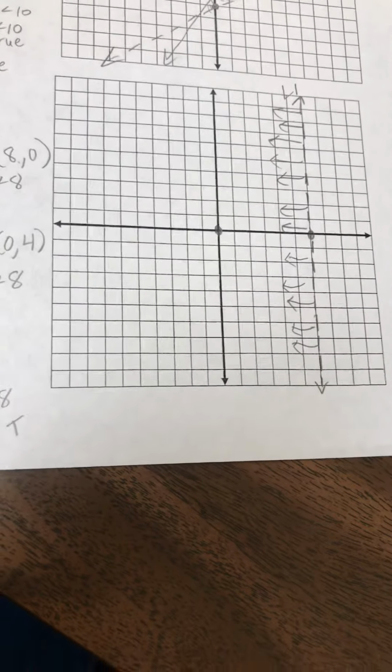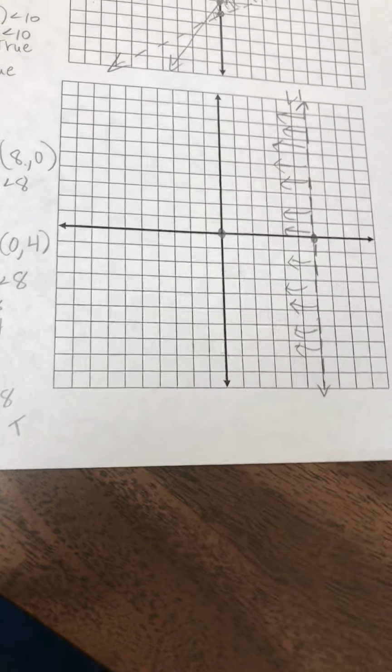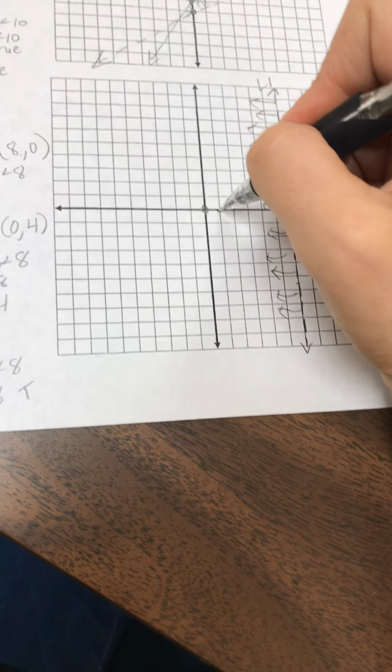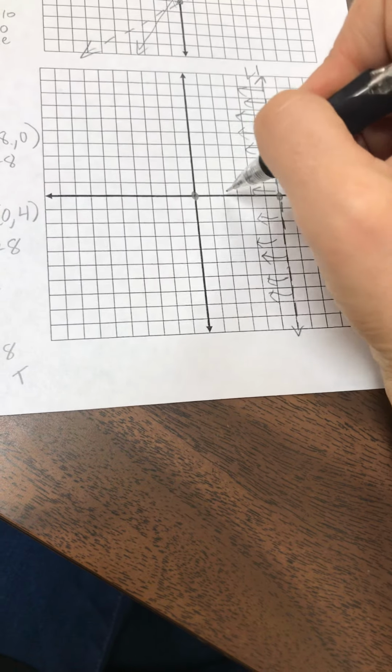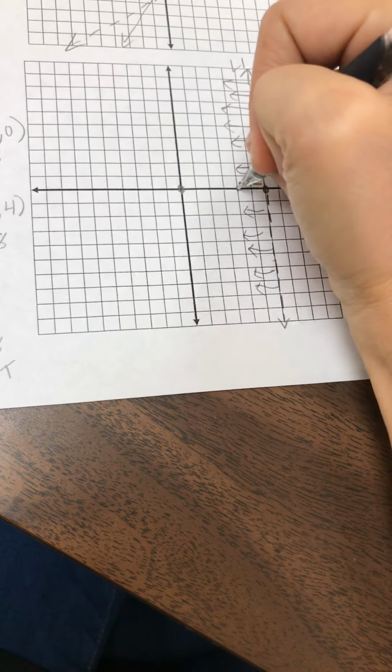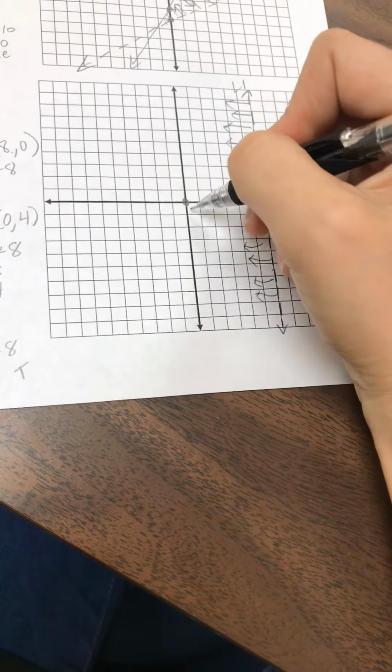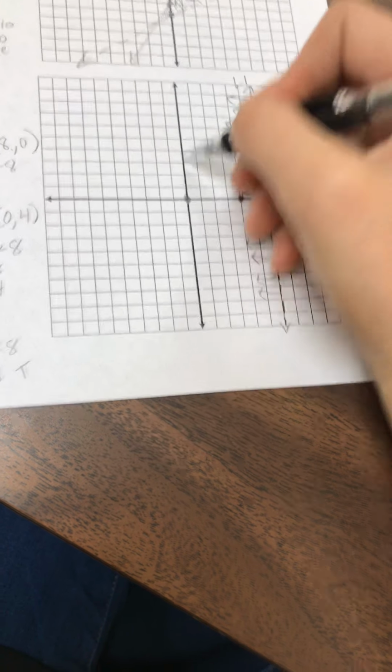All right, so we've already got our first line. This was line 1, so let's label it line 1. Now for line 2, let's plot our points. We're going to have 4, 0, so 1, 2, 3, 4. And now we're going to have 0, 4. So 1, 2, 3, 4.